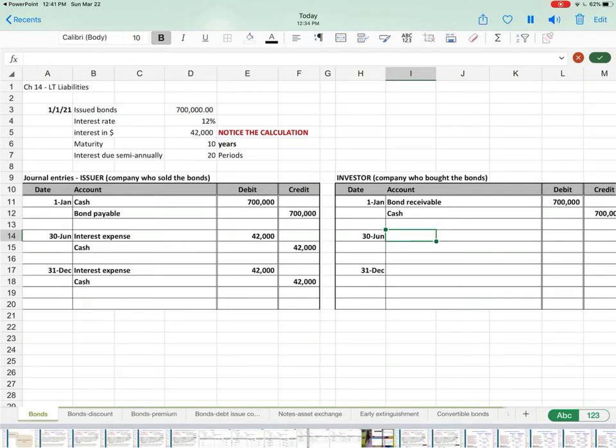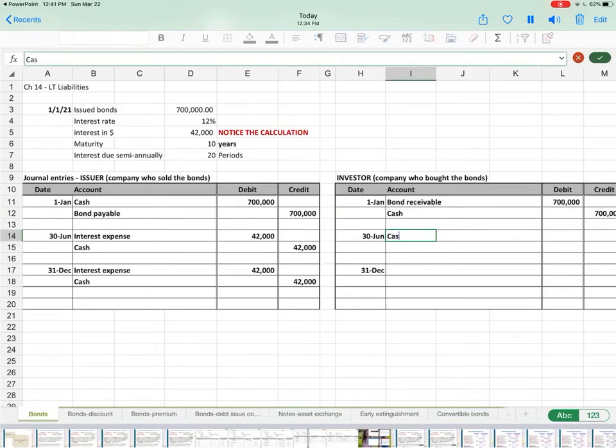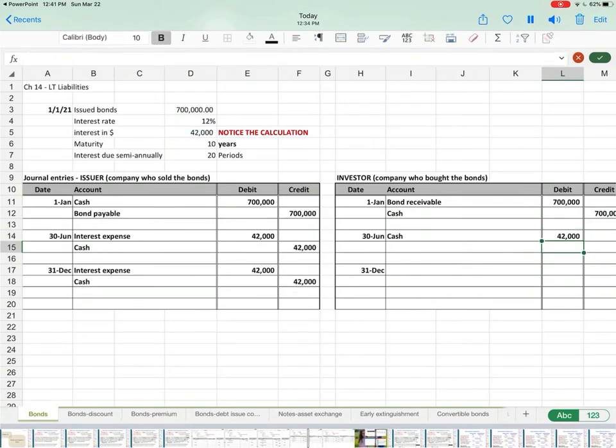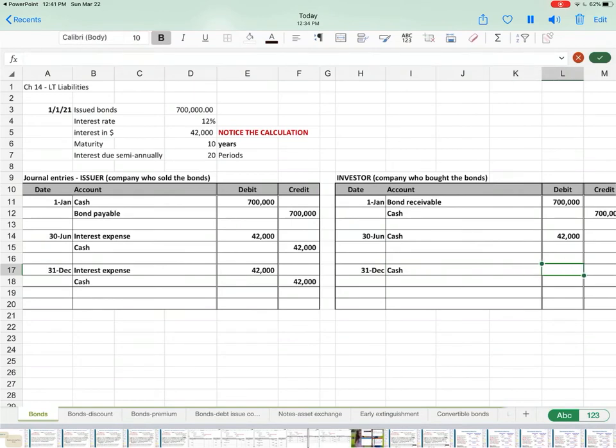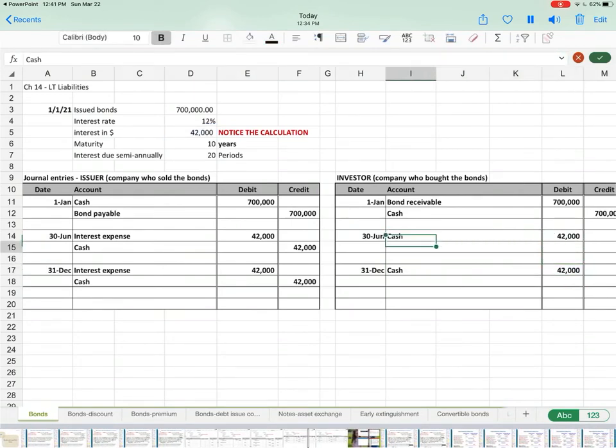The same thing is going to go for the journal entries on June 30th and December 31st. If the issuing company has cash that is being paid out, well, then the investing company has cash that's going to be received. So they're going to have incoming cash, a debit to cash of $42,000. And I'll just do that again for December 31st as well. Cash in is a debit of $42,000.